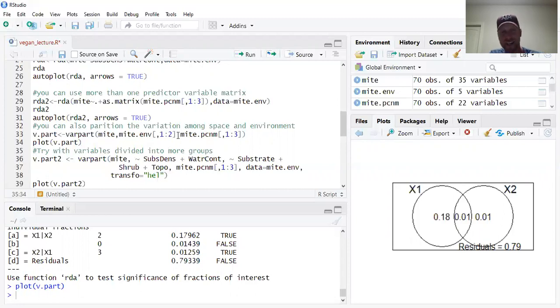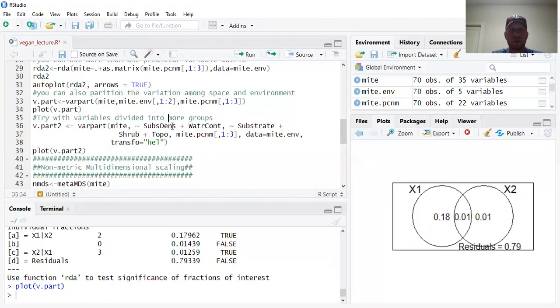The nice thing about variation partitioning is you can do more than two. You can go all the way up to 4 tables of predictor variables. So here in this object v.part2, we're using the varpart function again. We're still using mite as our response, but now we're using the 2 continuous variables, substrate density and water content. Then we're using our categorical variables, the substrate class, the shrub level, and the topography. And then we're using our spatial data. So that's 3 tables that we're now using.